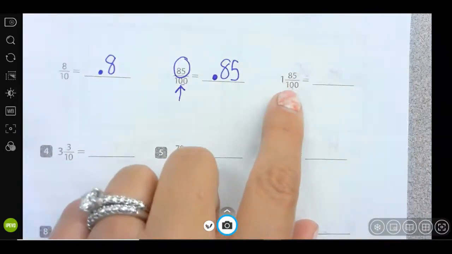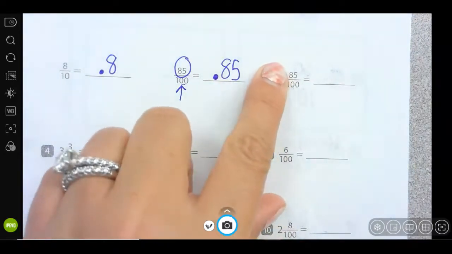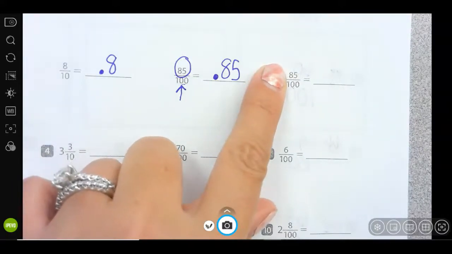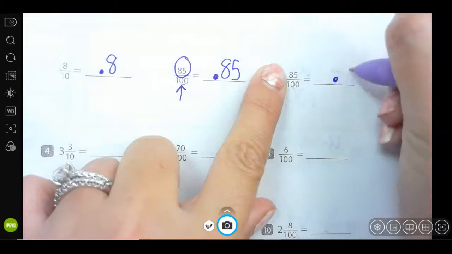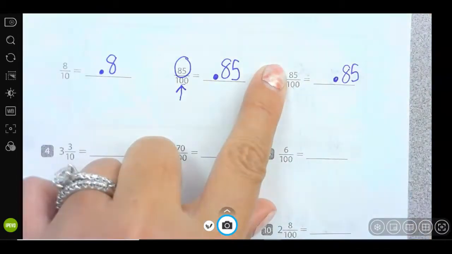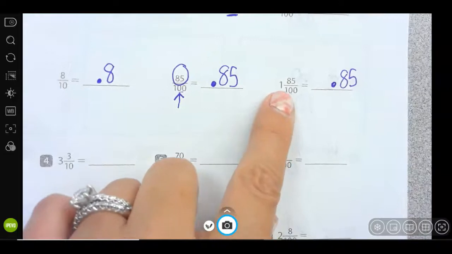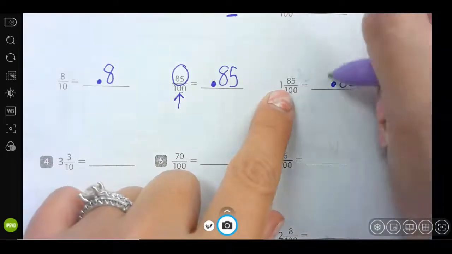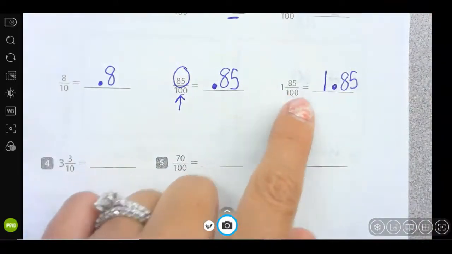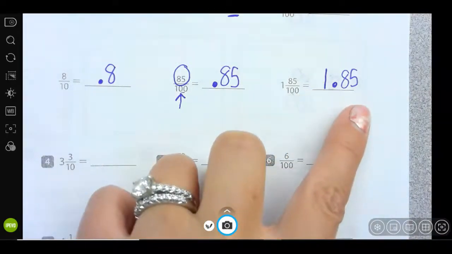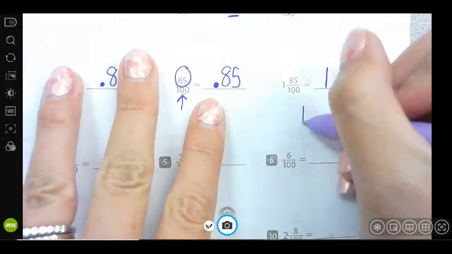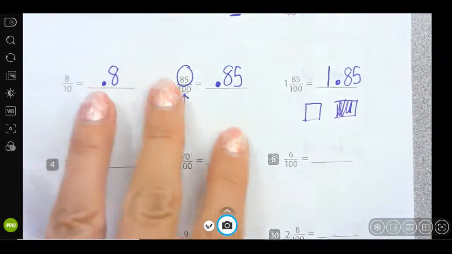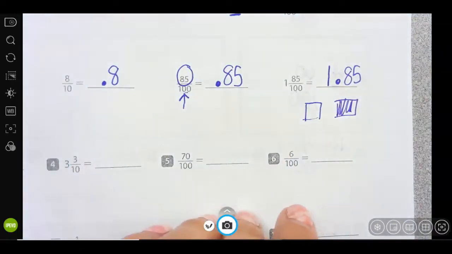Okay, go to this one. This is the exact same thing. Put your number over the 1 for a minute. So you're just looking at 85 hundredths. This is the exact same thing that we just did, right? So write your same answer. 0.85. 85 hundredths. We need to add our 1 whole. Where are we going to add our 1 whole? Annabelle? Yeah. So this would read 1 and 85 hundredths. So this would be like you had 1 whole and then 85 hundredths.